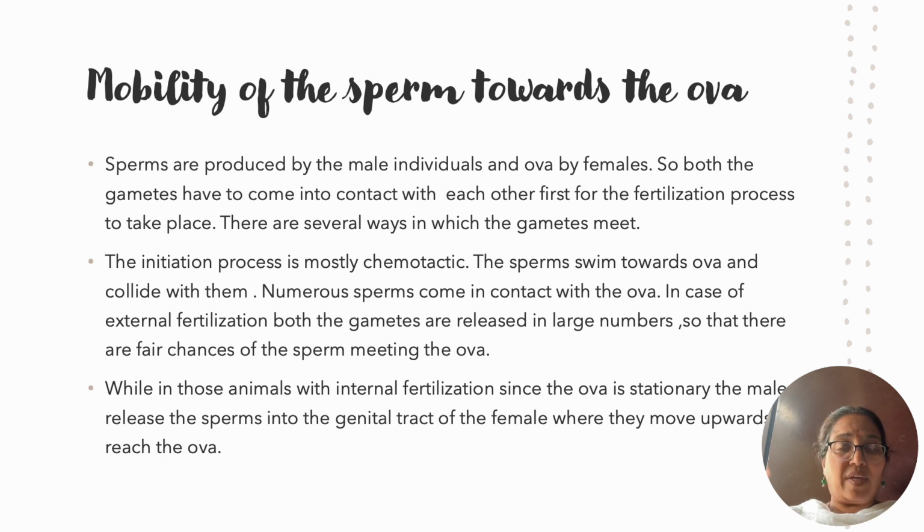In case of external fertilization, both the gametes are released in large numbers so that there are fair chances of the sperm meeting the ova. While in those animals with internal fertilization, since the ova is stationary, the male gametes are released into the genital tract of the female, where they move upwards and reach the ova.